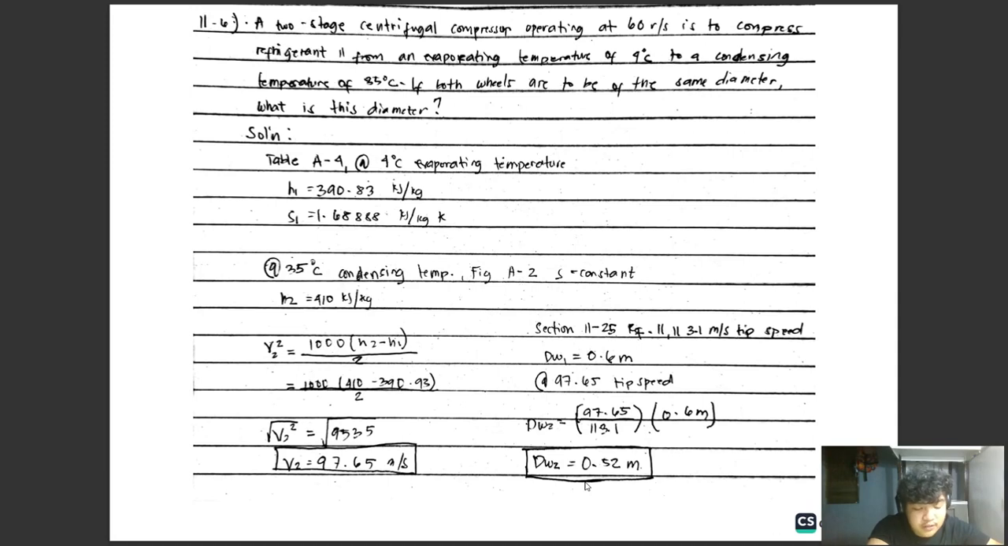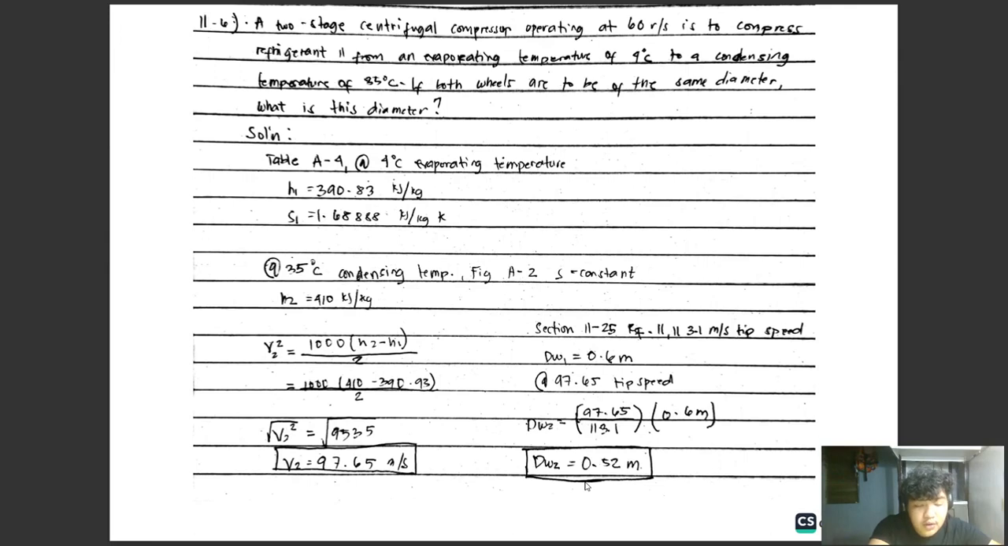So for the solution, Table A-4, at 4 degrees Celsius evaporating temperature, our value for h1 is 390.83 kilojoule per kilogram, and for s1 we have 1.68888 kilojoule per kilogram K. And at 35 degrees Celsius condensing temperature, figure A-2, s is constant, h2 is equal to 410 kilojoule per kilogram.